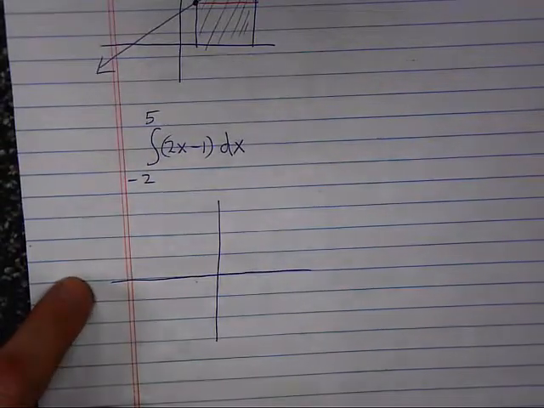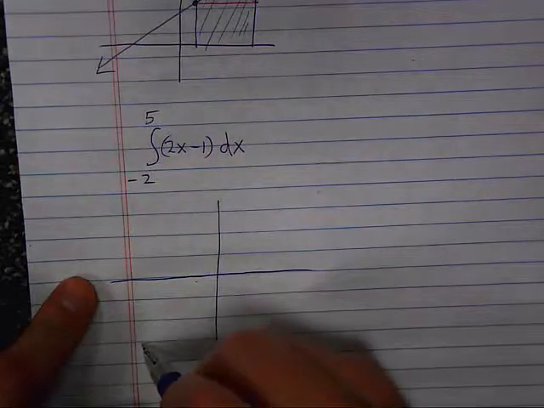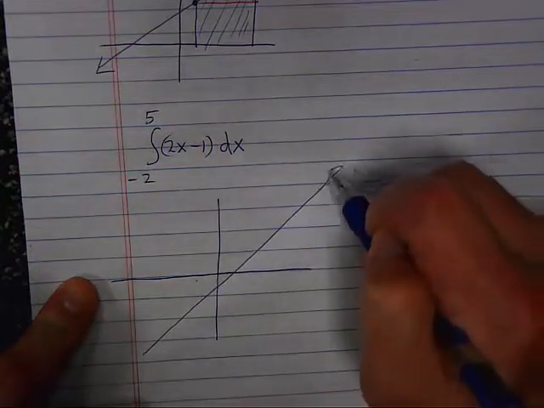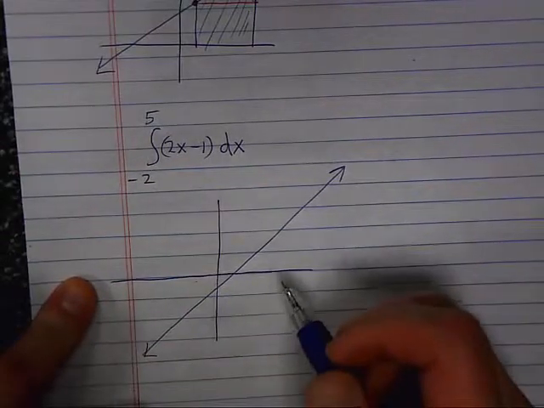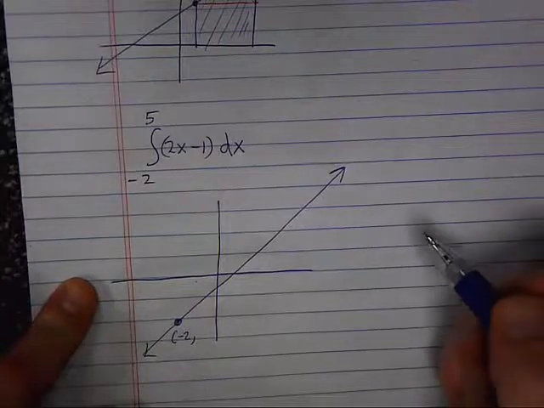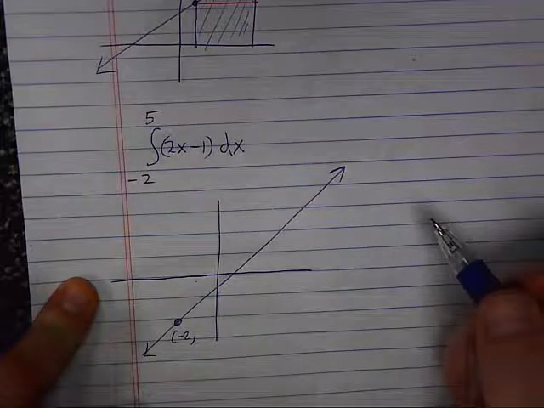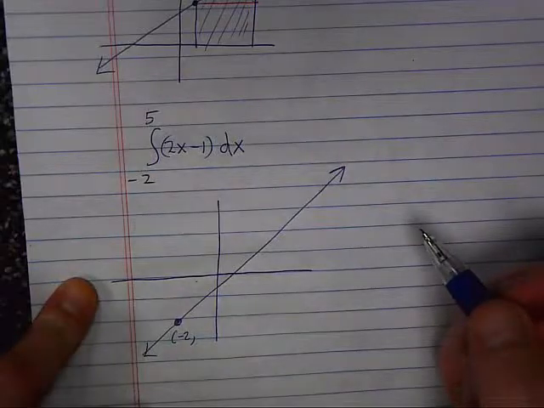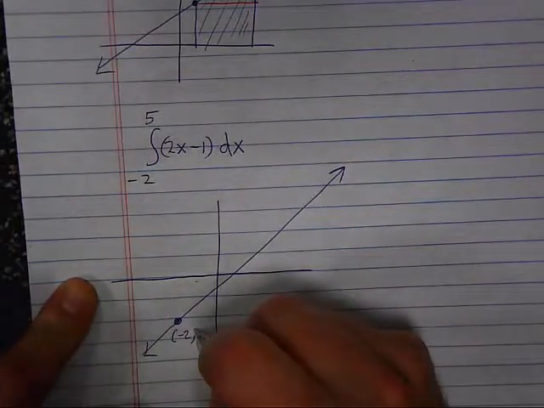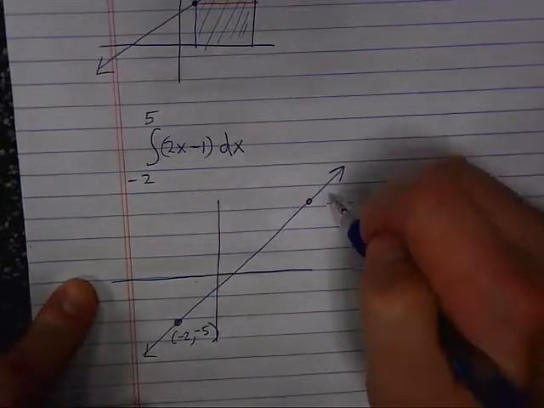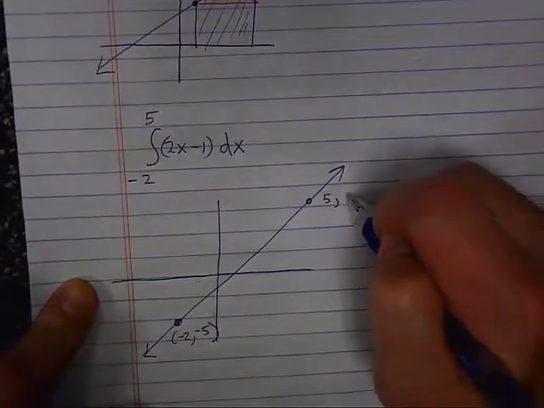What's the graph of 2x minus 1 look like? It's a line. Looks about like this. When you plug in -2, you get -5. And when you plug in 5, you get 9.